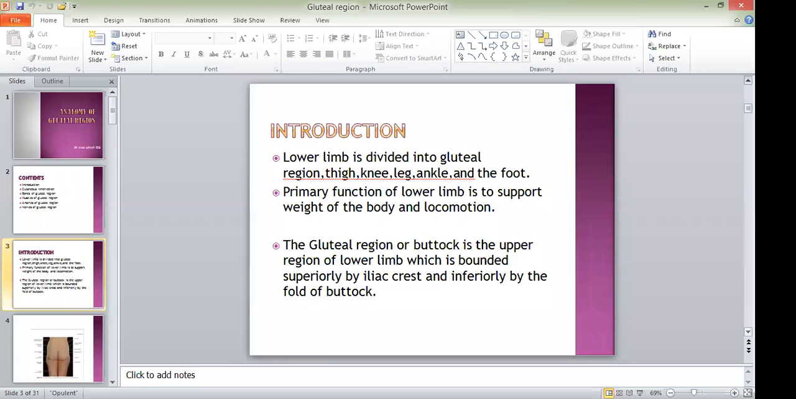Lower limb is divided into gluteal region, thigh, knee, leg, ankle, and the foot. Primary function of lower limb is to support weight of the body and locomotion. Gluteal region or buttock is the uppermost region of the lower limb, which is bounded superiorly by the iliac crest and inferiorly by fold of buttock.